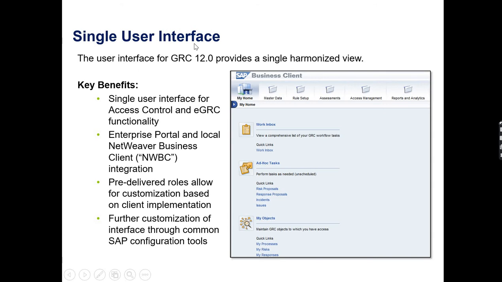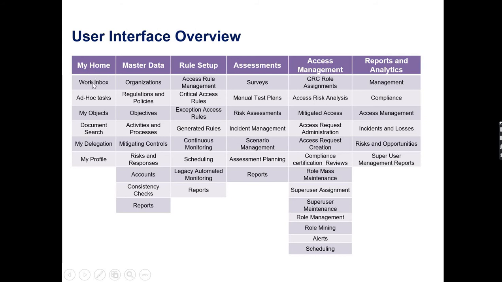So this is about the single user interface. In GRC we have the NWBC screen. In the NWBC screen there are different work sets: My Home, Master Data, Rule Set, Assessment, Access Management, and Reports and Analytics. We do some of the activities in each of the work sets. So let's see what these activities are. In My Home, we have the Work Inbox, Ad Hoc Task, My Objects, Document Search, My Delegation, and My Inbox. My Home is especially used for all the agents.